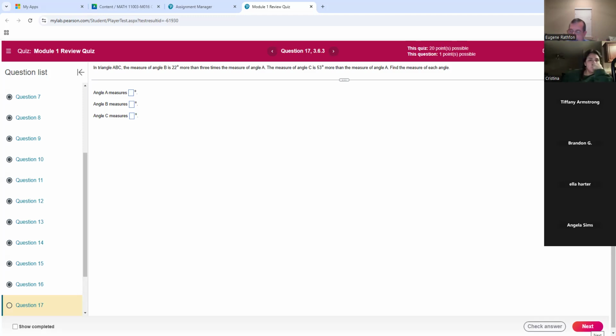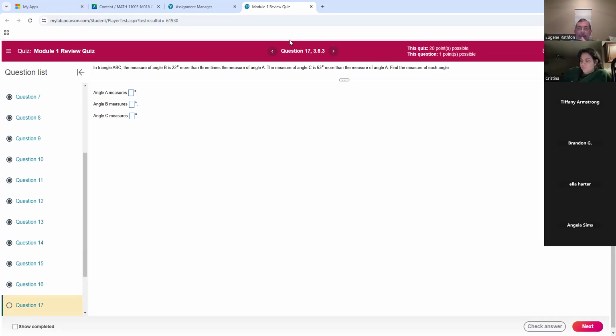Now I'll do this one on my calculator too, but the first thing you've got to do is get my equations. So in triangle ABC, angle B is 22 more than 3 times A. Then it says angle C is 53 more than A. And then find the measure of each of these angles.